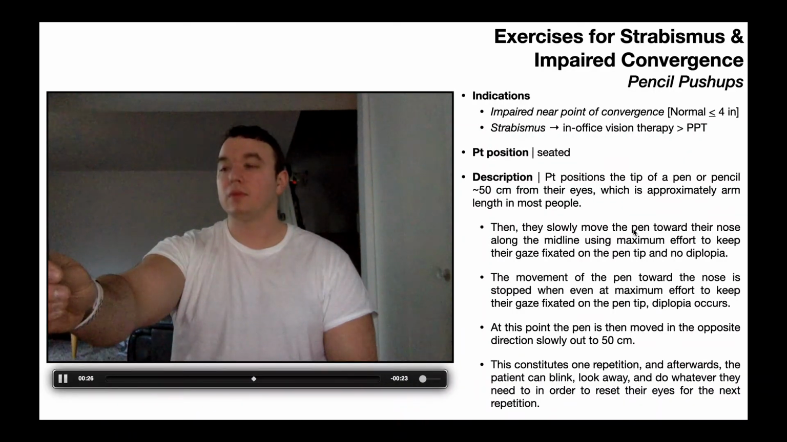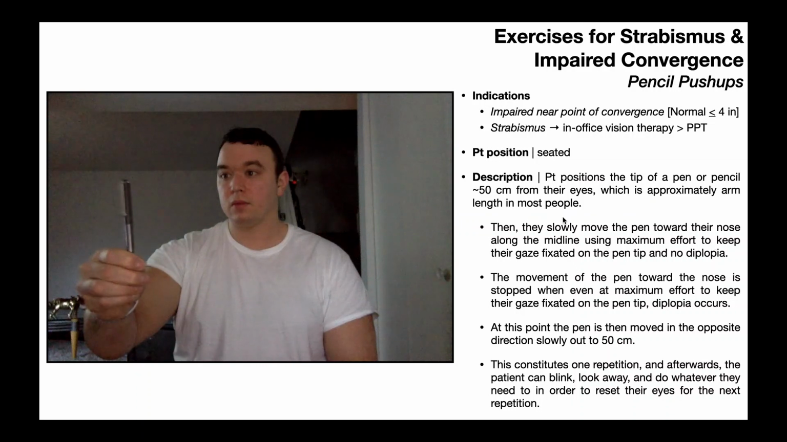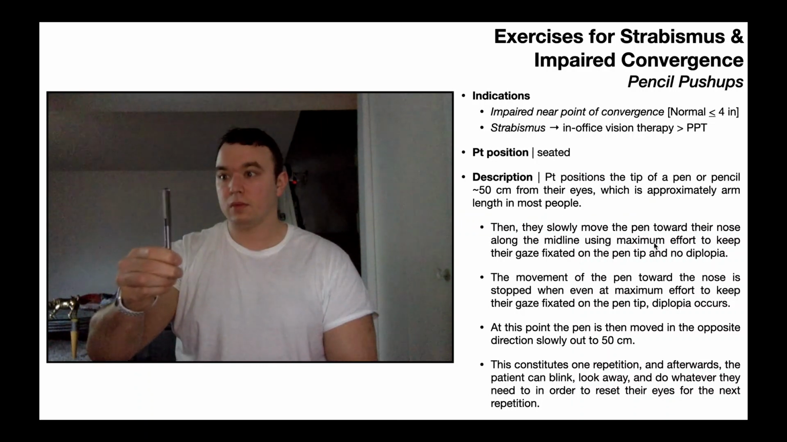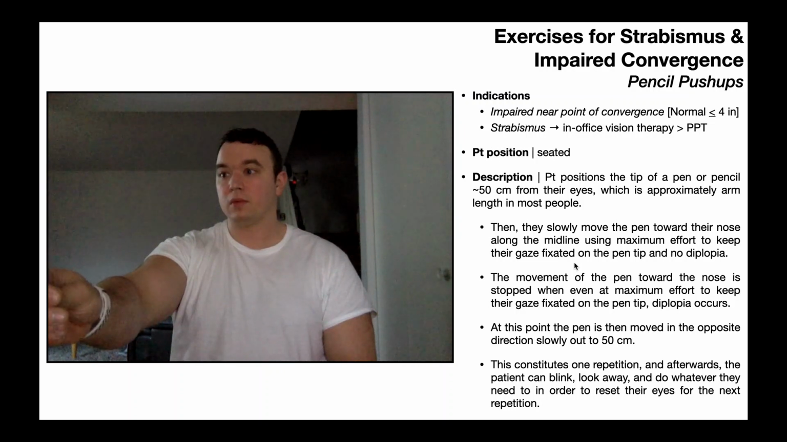So again, once they've reset, they're going to slowly move the pen toward their nose, maximum effort to keep their gaze fixated on the pen tip with no double vision. But then there's that point when double vision occurs, and then you move the pen slowly in the opposite direction, back out to arm's length. And that is a pencil push-up.